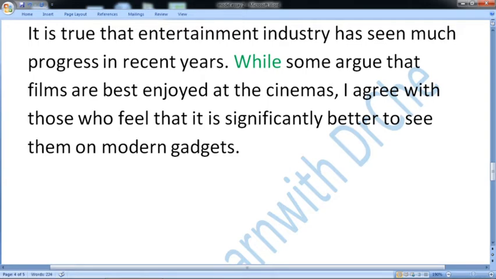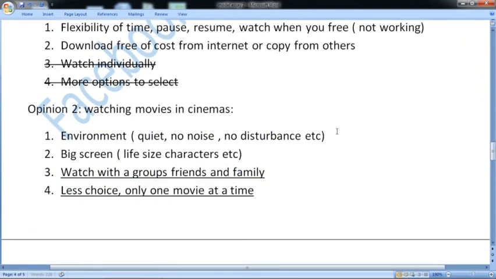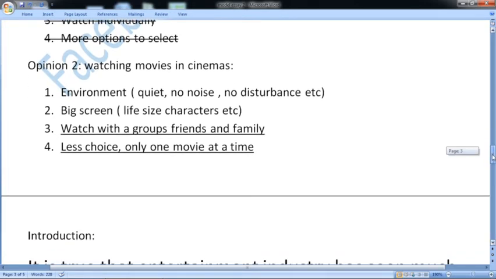On the one hand, as these are opposite opinions, on the one hand, we are going to talk about the second opinion. Watching movies in cinemas, the environment is quiet, there is no noise, no disturbance. And the second point would be the big screen: life-size characters we can see, and a very good environment we can see on the big screen. Films can be seen on a big screen, and people and things would look like they are in original form, in real form.